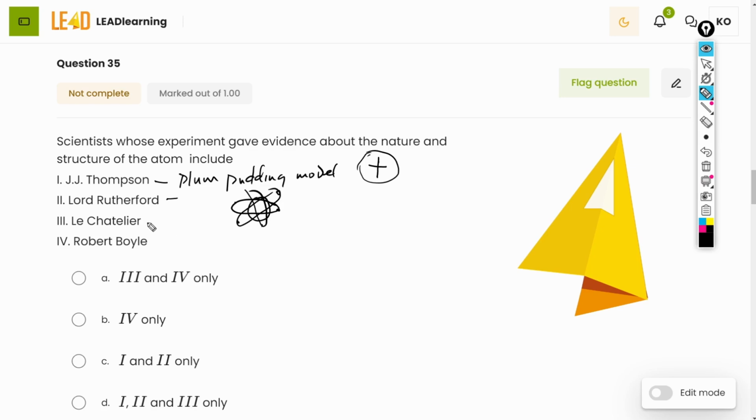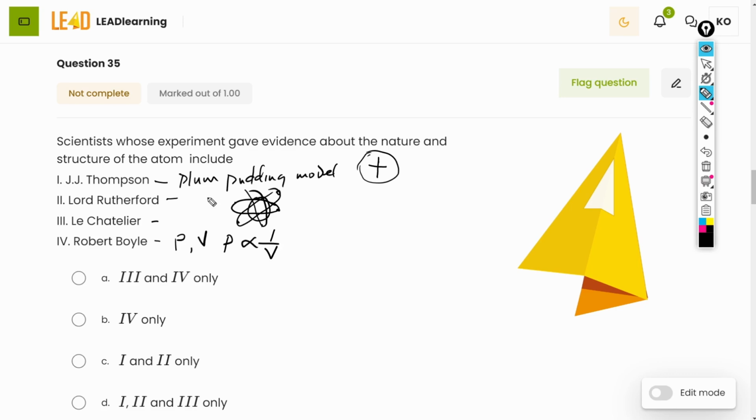Now, Le Chatelier was not actually involved in experiments about the atom. Le Chatelier studied systems in equilibrium and what happens to such systems when they are disturbed by a change in pressure, concentration, or temperature. And then Robert Boyle studied the relationship between the pressure of a given mass of gas and the volume, and established that pressure is inversely proportional to volume, and that gave us Boyle's law.